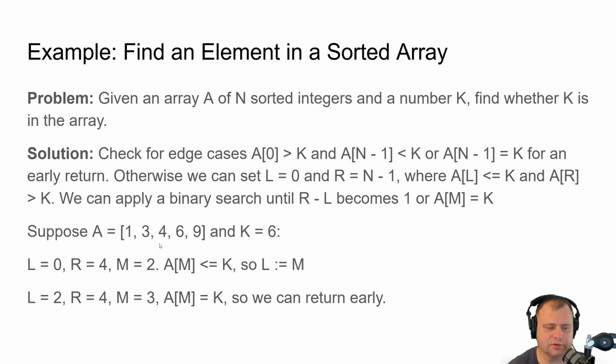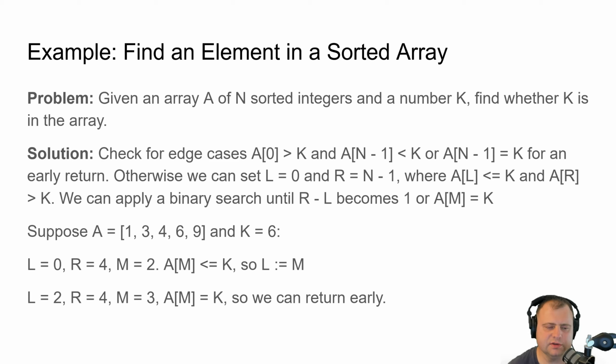Suppose A is equal to 1, 3, 4, 6, 9, and k is equal to 6, so the number would be present. We start with L is 0, R is 4, and M becomes equal to 2. AM is less than or equal to k, so we assign L to M. Then we go with 2, 4, and M is equal to 3. AM is actually equal to k, so we can return early.